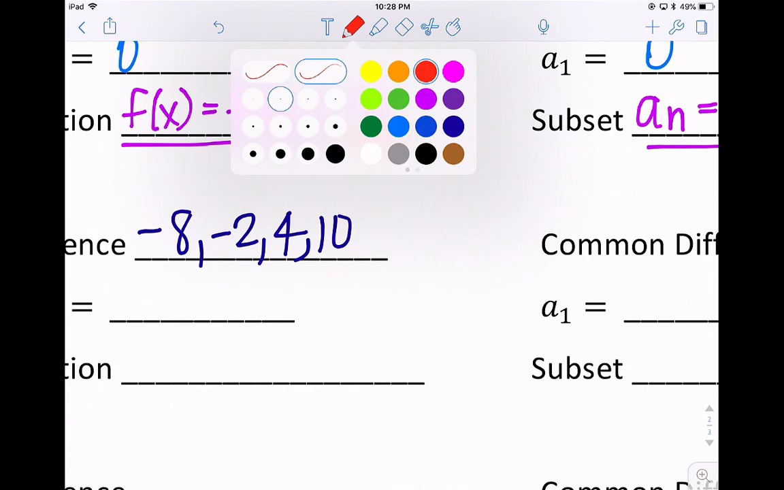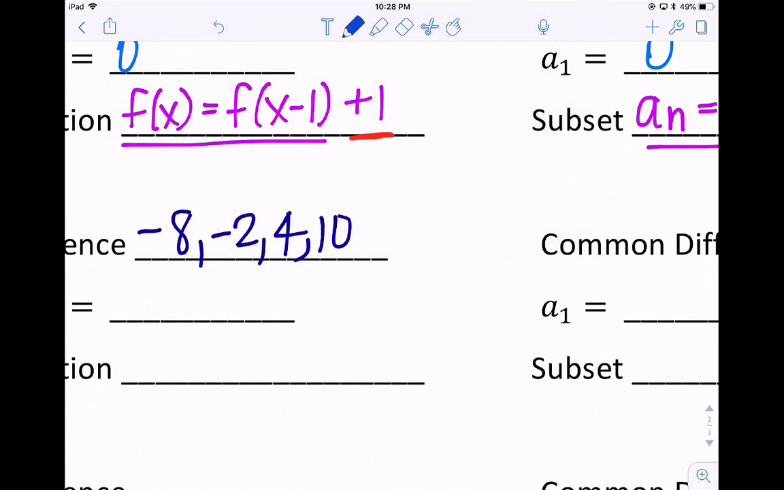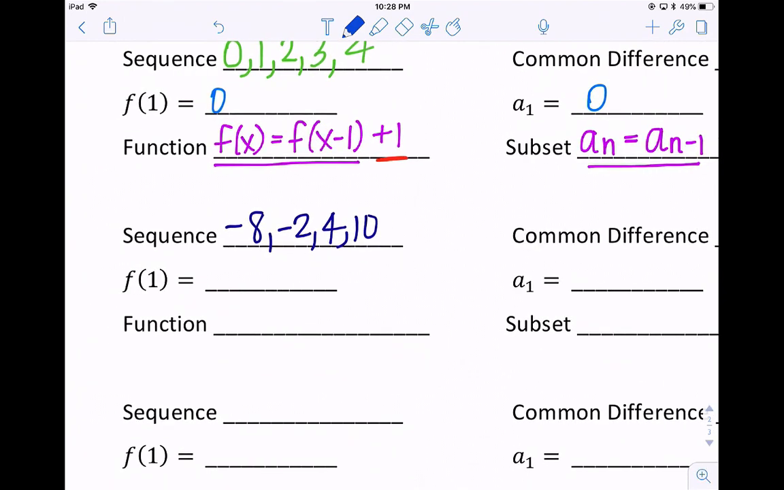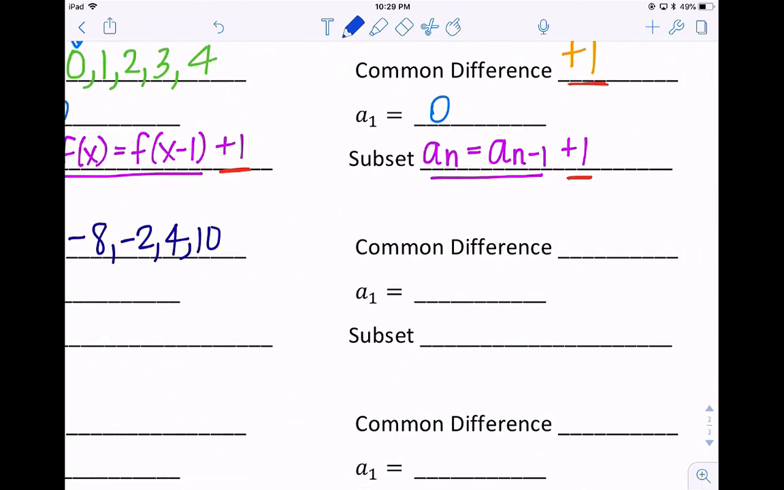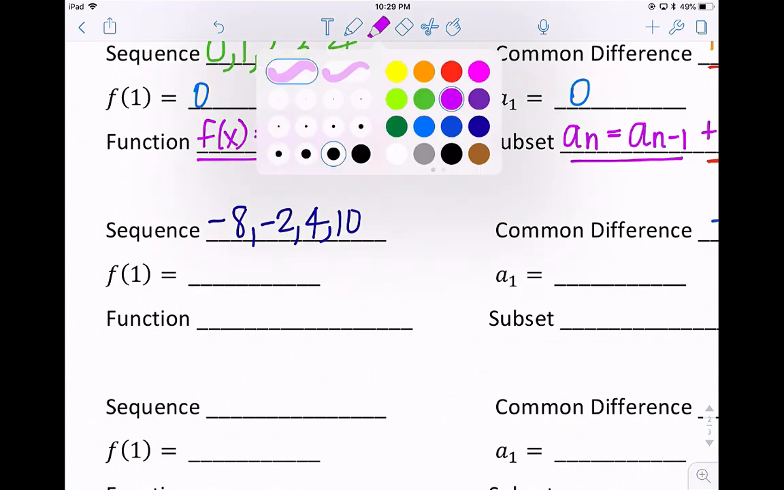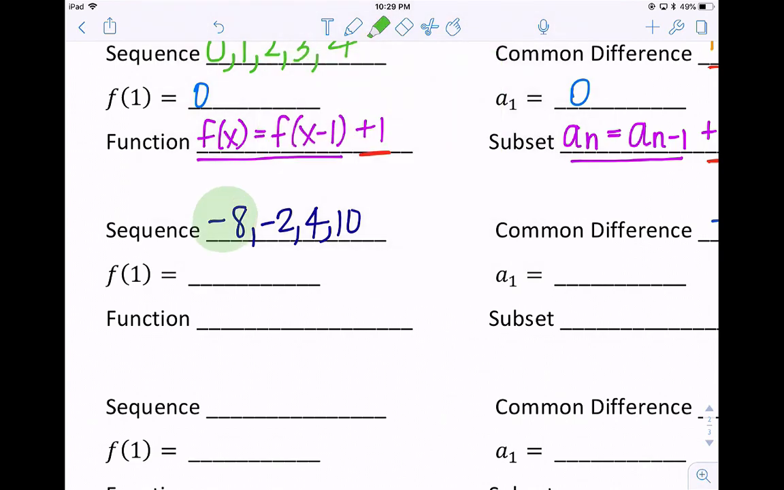And we already said that the common difference there, we are adding 6 every time. So our common difference is going to be +6. All right, so f of 1 or a sub 1, again, that just means the first term in the sequence. So the first term in our sequence, hopefully you know, is the first number that they gave us right here, this -8. So -8 is the first term in the sequence. Okay? So I'm going to write f of 1 is -8, a sub 1 also -8, same number.